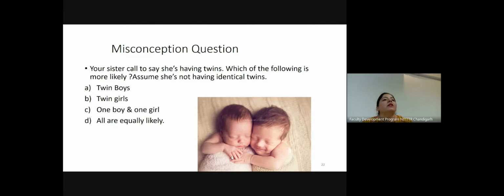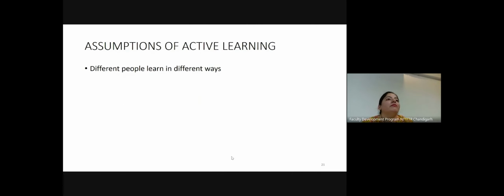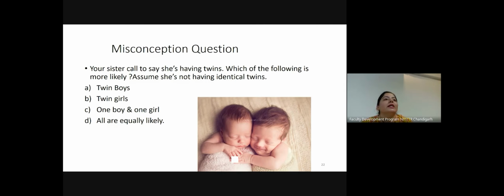So different people learn in a different way. Those who are attracted by visuals will try to identify the answer from the image. Those who interact more with verbal explanation or written material will read that they are having twins, and their focus will be that there are twins, so they may be equally likely. They do not think of going deep into this particular statement because the processing time of information is very less.